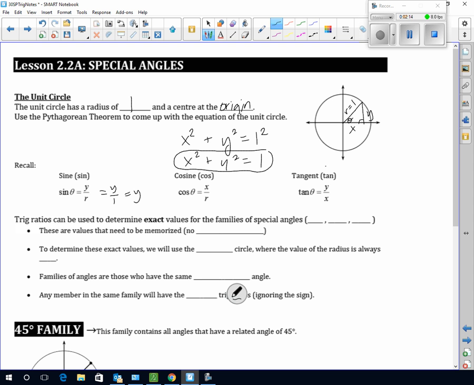Cosine is x divided by r. So if I take x and divide by 1, what do I get? X. That means, again, in the unit circle, my x coordinate is cos theta. Tan is y divided by x. We can't simplify that with a radius, but what do we know? Y is our sine and x is my cosine. So this is actually sine theta divided by cosine theta.